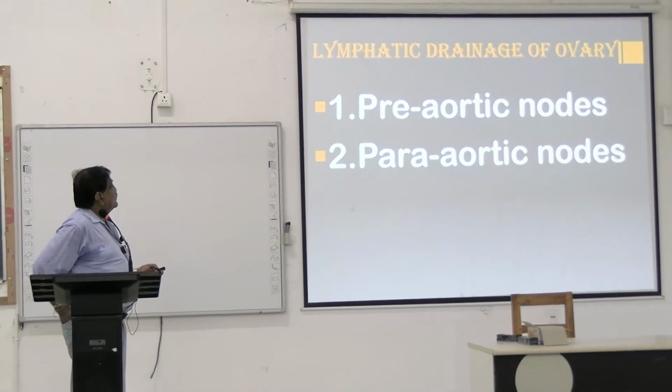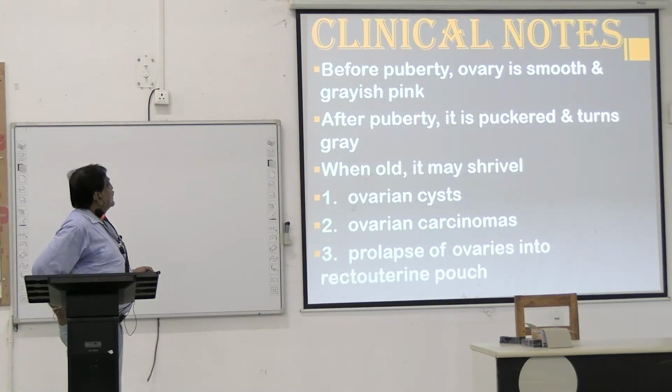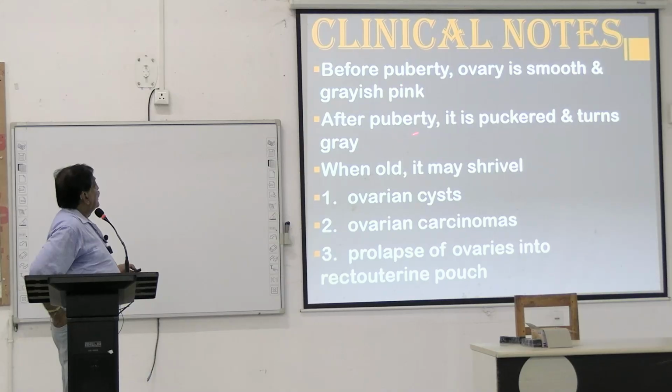Now, lymphatic drainage of the ovary, pre-aortic nodes and para-aortic nodes. Clinical note, before puberty, ovary is smooth and grayish pink. After puberty, it is puckered and turns grey. When old, it may shrivel. Ovarian cyst, ovarian carcinomas, prolapse of the ovaries into the recto-uterine pouch.